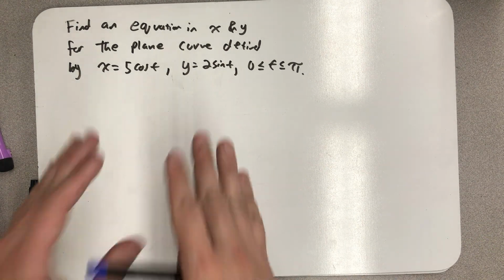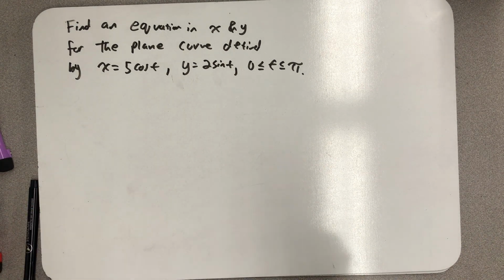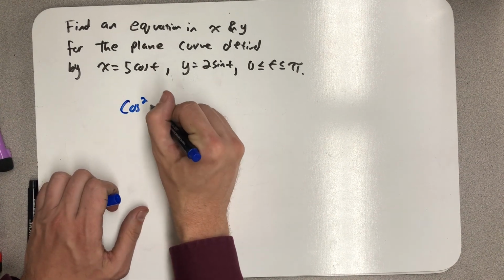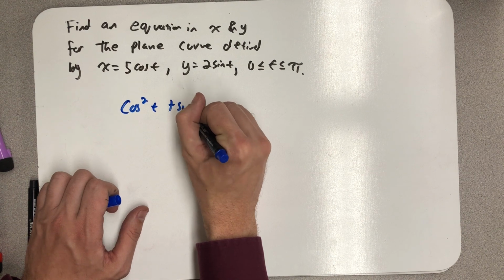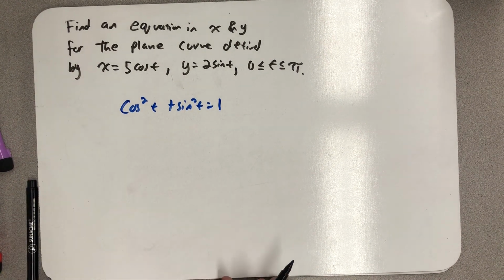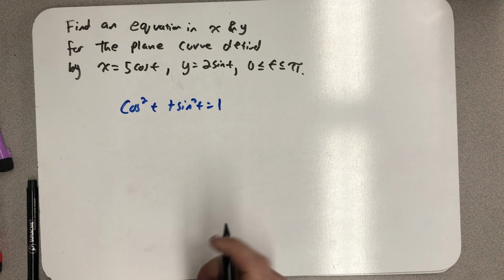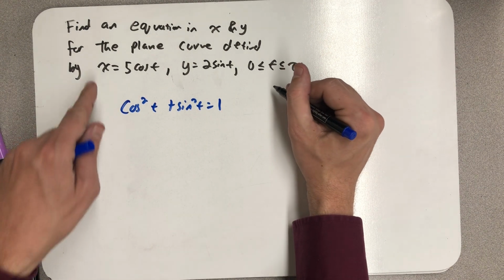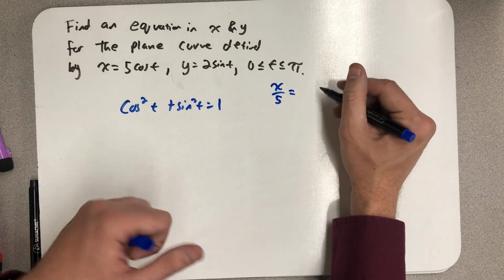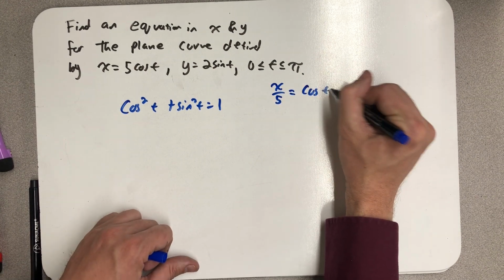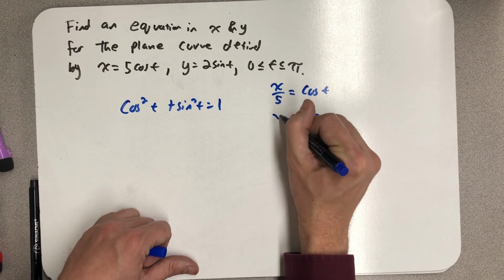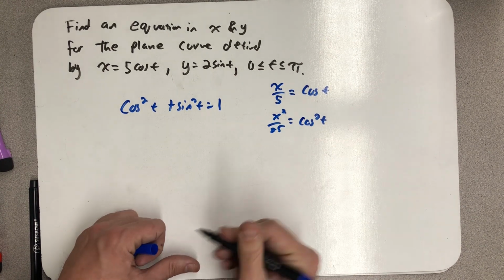When I see these trig functions, one of the things I want to think about is that I know a lot of trig identities. In fact, I know that cosine squared t plus sine squared t is always equal to 1. And I actually want to utilize that fact in this video to eliminate the parameter. So when I see x equals 5 cosine t, I can get the cosine part by itself. Then x over 5 is equal to cosine t. Squaring both sides gives me cosine squared t is equal to x squared over 25.